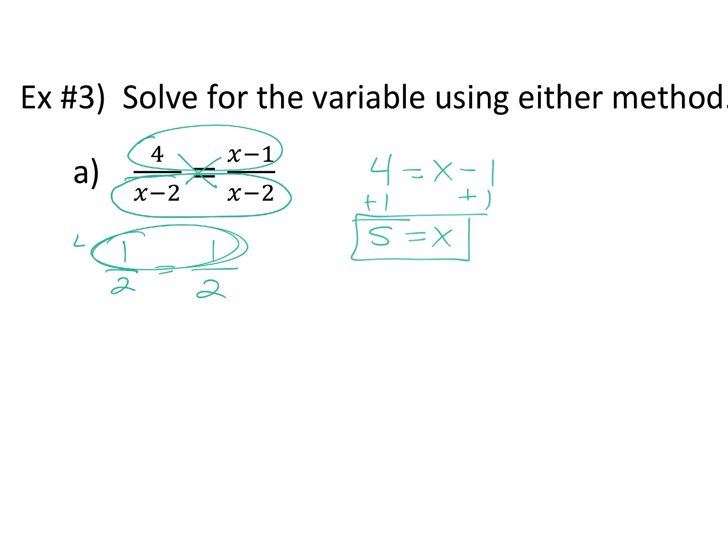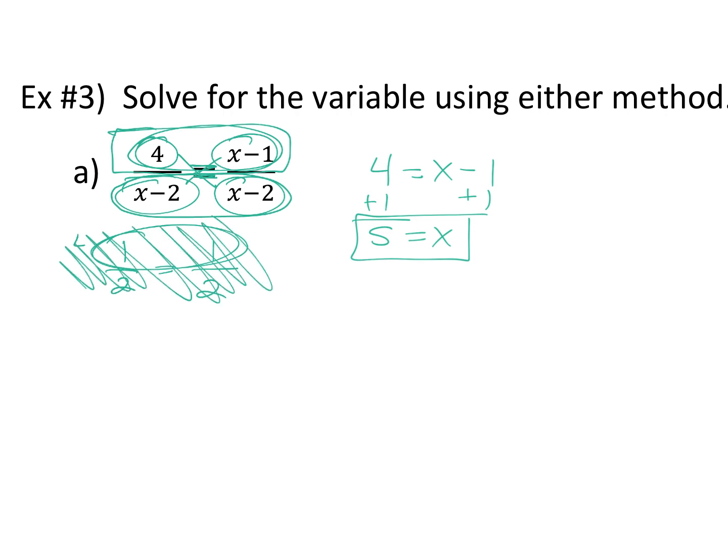Okay? That's too much for me. What? You just cancel out the x minus 2. You don't cancel it out, but because the denominators are the same, for these to truly be equal, the numerators have to be the same too. So you're just saying 4 has to equal x minus 1 if my denominators are both going to be x minus 2. Don't write this down. This was just me referencing why.